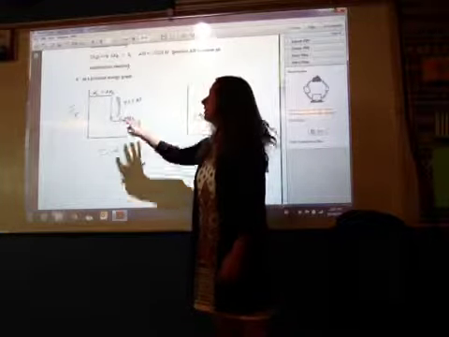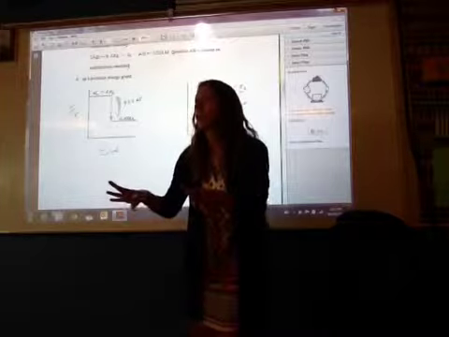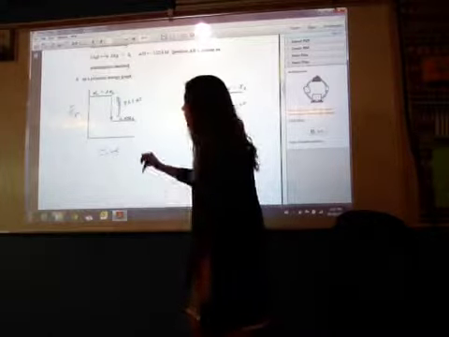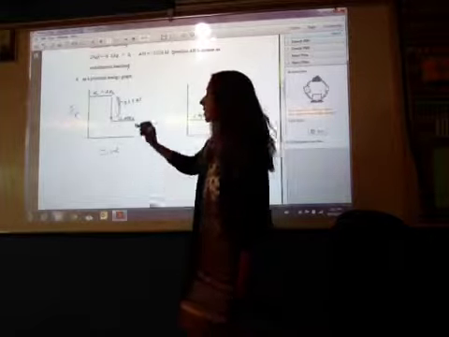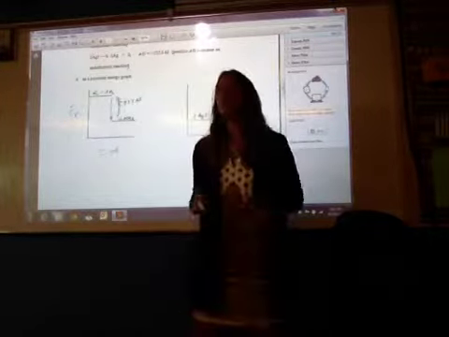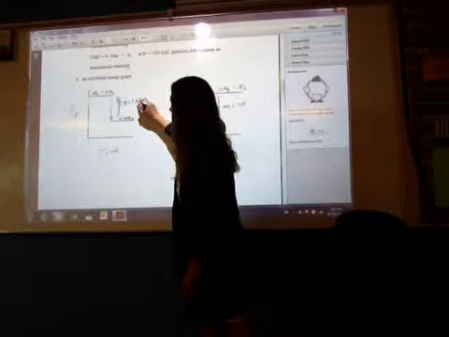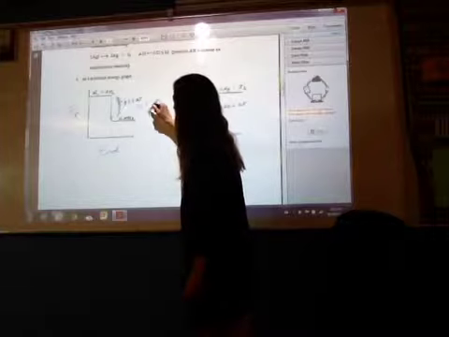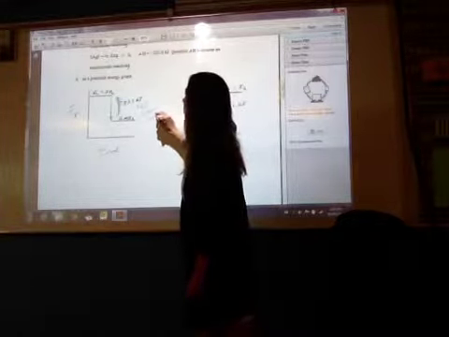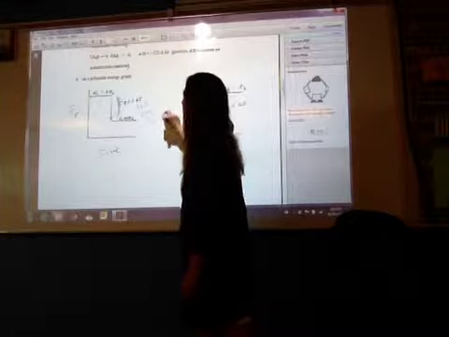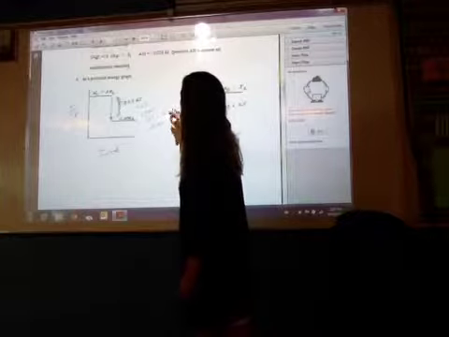Everybody see that? This is a good visualization of an exothermic reaction. They're losing energy. By the way, there should be a negative here. Pop a negative in yours. It's losing energy. The chemicals are losing energy. That's why it's negative. So therefore it's exothermic. Chemicals, loss of energy.